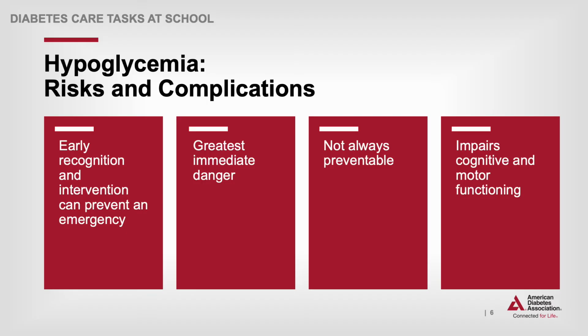Hypoglycemia is one of the most frequent complications of diabetes. It can happen very suddenly and is not always preventable. Hypoglycemia can impair cognitive and motor functioning. Even a student who knows he or she needs to eat might not be able to problem solve how to get the food, or may not have the fine motor skills to screw off a juice or soda lid. Some students may become combative, and hypoglycemia may be mistaken for misbehavior.